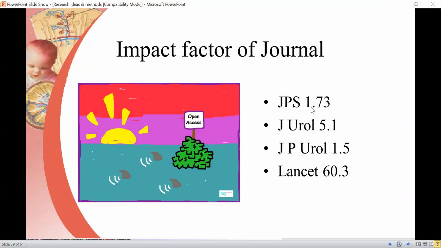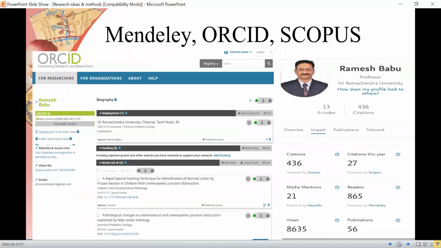But if there is no impact factor, like a predatory journal, an open access journal where they ask you to pay for the publication, that is a bad thing to do. So if I get a CV with a lot of publications in open access journals, obviously I'm going to put a negative mark for publishing in such journals.